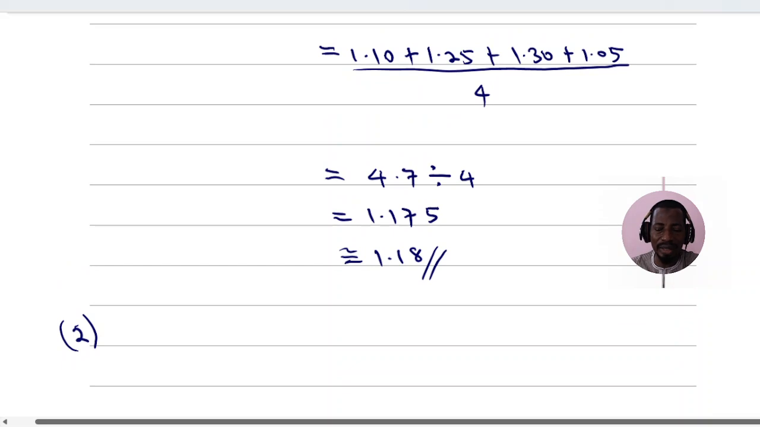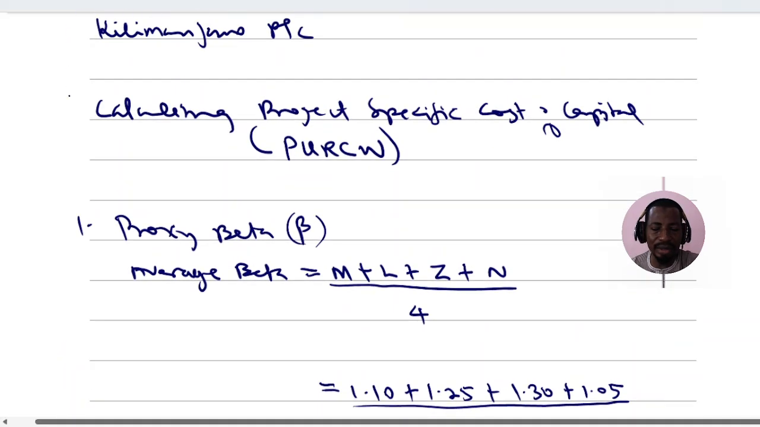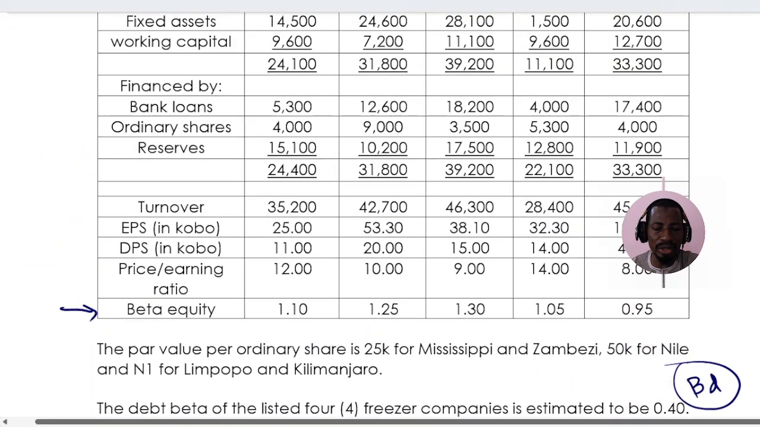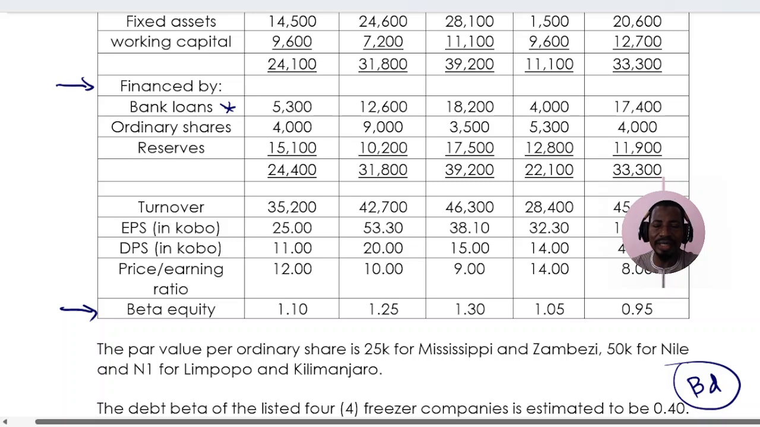How will I know that the 1.18 is geared? The proxy beta will be geared if the proxy company has debt in its capital structure. If I can see the element of debt like bonds, loan notes, debenture, or bank loan, then it means that the proxy beta of 1.18 is geared. So I will go to the balance sheet in the question where you have finance by. Under finance by, I can see bank loans. So it means that the beta of 1.18 is geared.